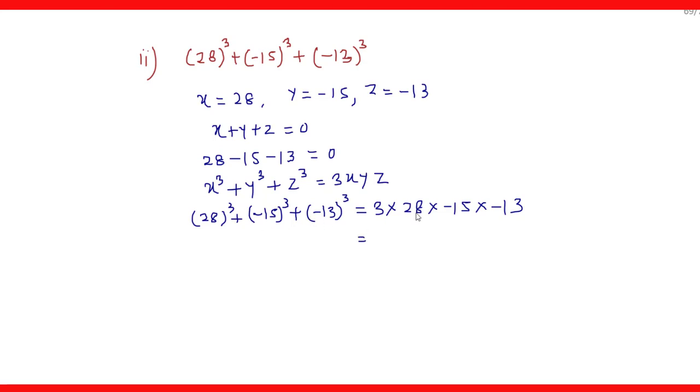So this is the product of four numbers, and the product of all these four numbers is what? It is 16,380. So if you multiply all these four numbers, you will get 16,380. Now let us move to the next question.